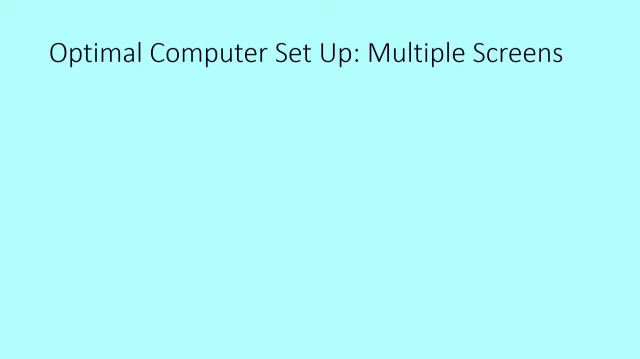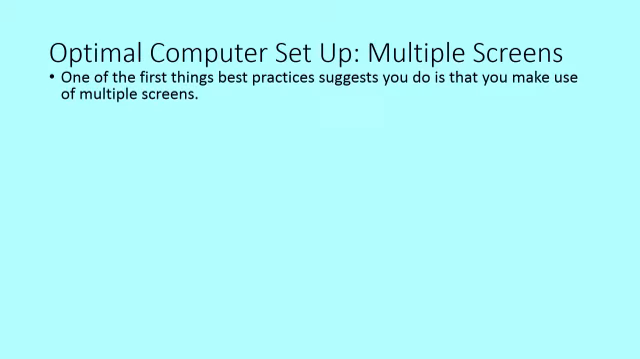Hello and welcome. Now in this video, we're going to be talking about the optimal computer setup, and that is to use multiple screens if you're not doing that already. One of the first best practices when you are using Camtasia 9 is that you make use of multiple screens, and that can be the screen on your laptop as well as a monitor. It can be the screen on your desktop as well as another monitor. It can be two monitors.